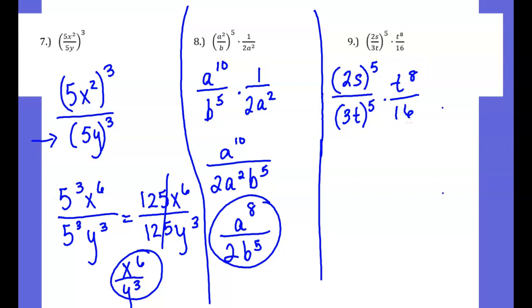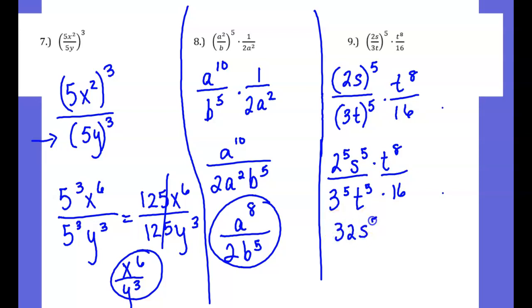So 2 would be to the 5th power. We're taking every factor, s to the 5th, times t to the 8th. And then the denominator, we would have 3 to the 5th, t to the 5th, and that's going to be times 16. Okay, so getting kind of messy here. Let's evaluate. 2 to the 5th is 32, s to the 5th, t to the 8th, and then we're going to evaluate 3 to the 5th. We get 243, t to the 5th, times 16.